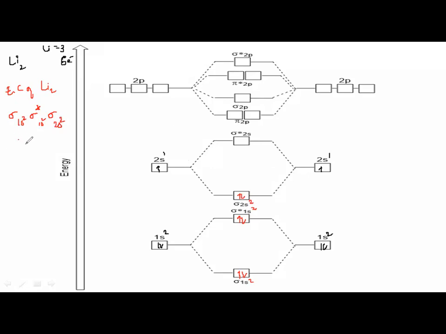So how many electrons in bonding? There are 2 electrons here, 2 electrons here. So these are the 2 electrons in bonding, and these are also the 2 electrons in bonding. So 2 plus 2 is how much? 4. How many electrons in anti-bonding? It is 2. So calculate the bond order. Bond order is equal to half of 4 minus 2, that is 2, so half of 2 is 1. Bond order is 1 means what? That means in lithium molecule, there is a single covalent bond.